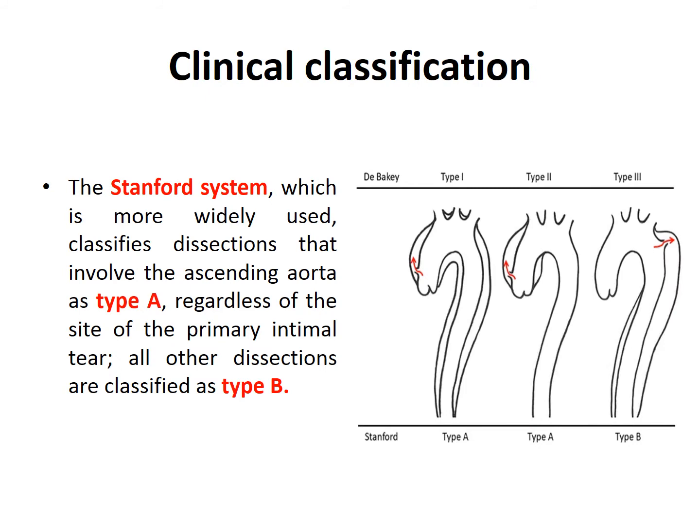For clinical classification of aortic dissection, Stanford is one of the most common and widely used classifications. It classifies the dissections that involve the ascending aorta as type A, regardless of the site of the primary intimal tear, and all the other dissections are classified as type B. Type A dissection involves the ascending aorta with or without extension into the descending aorta, and Stanford type B dissections are those that do not involve the ascending aorta.